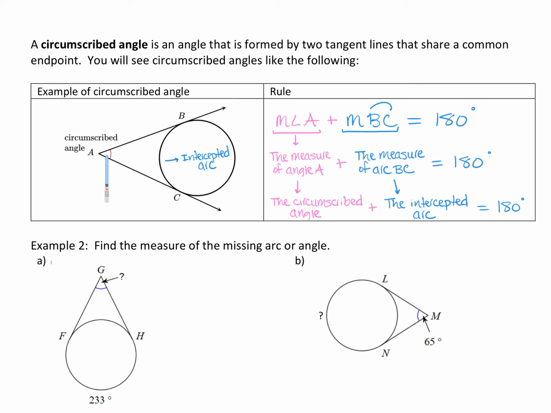For our last page, we are going to talk about circumscribed angles now. So a circumscribed angle is outside of the circle. And if this then is our circumscribed angle, and we follow the lines to our circle, then our intercepted arc is this blue arc right there. That's our intercepted arc. And the rule between the circumscribed angle and the intercepted arc is if we add them together, it equals 180 degrees.